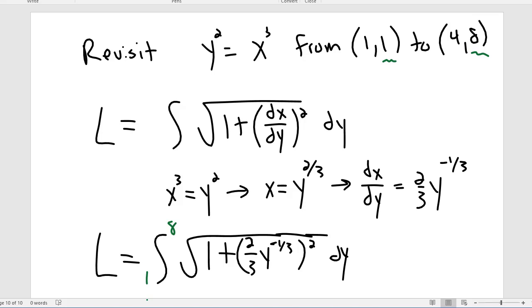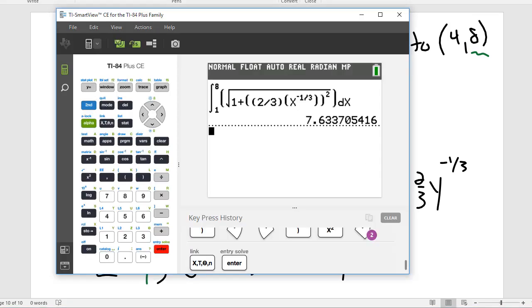Now, this is the same length. We're looking at the same equation, the same graph, the same curve from (1, 1) to (4, 8). So the prior integral that we did should numerically have the same exact value as the one we did the first time. So I'm going to pause the video real quick and type this in my calculator. I'll be right back. All right, so coming back at you.